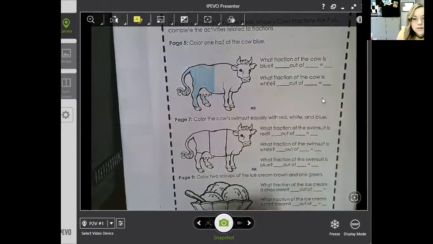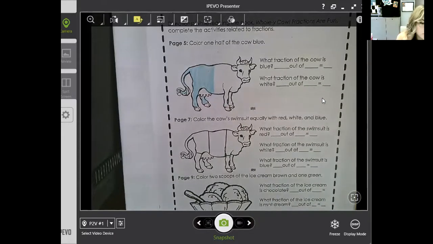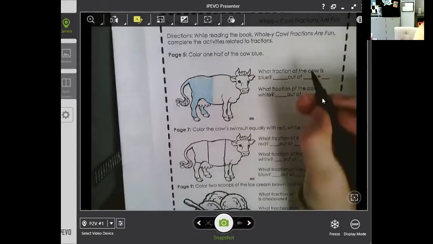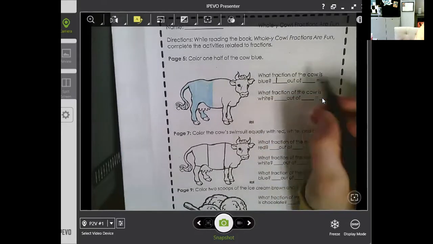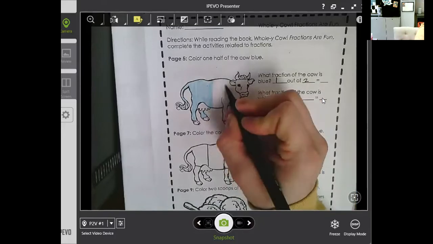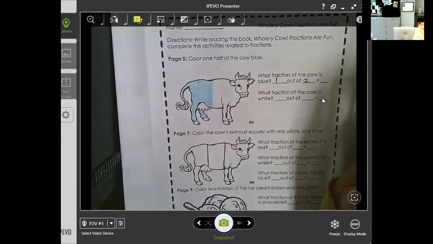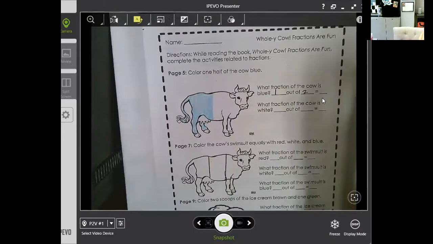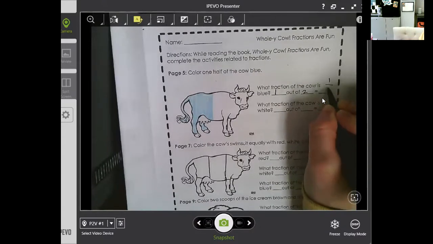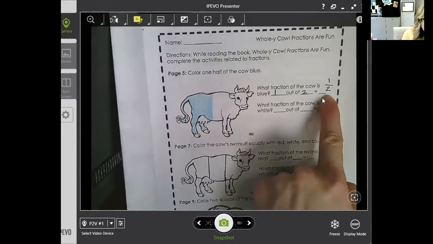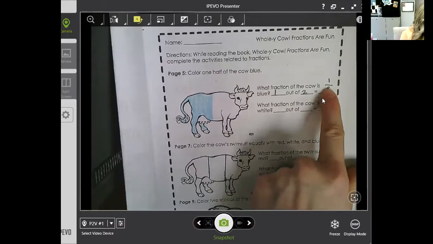All right. So if half of the cow is blue, if you remember back to the BrainPop video with Annie and Moby, what does that fraction look like? Half. Half means 1 part out of 2 parts, 1, 2, is blue. And how you write that in a fraction form is 1 over 2. There are 2 parts altogether. That's our whole. And there is 1 piece, 1 part of the cow that is blue.